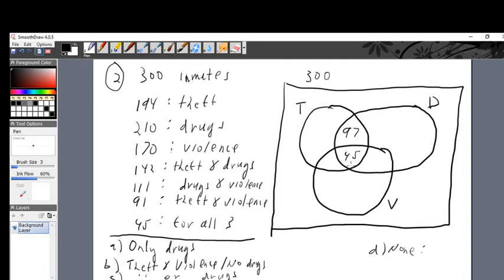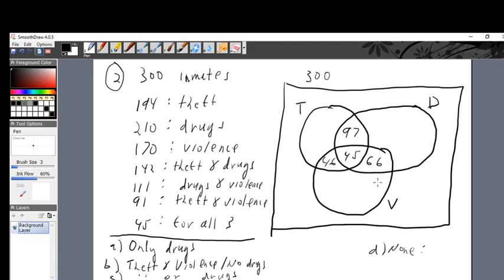What about drugs and violence? 111 for drugs and violence. But we've got to subtract out from the 111 the 45. We do 111 minus 45, and we get 66. That belongs over here. Do we have some information on theft and violence? We do. 91. Theft and violence is between these two, but the 45 has to be subtracted out. So we do 91 minus 45, and we get 46.